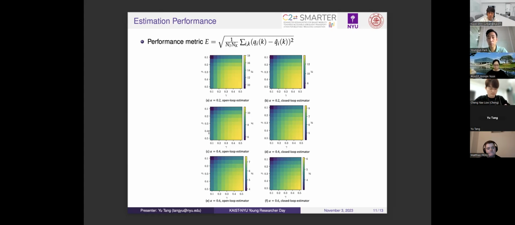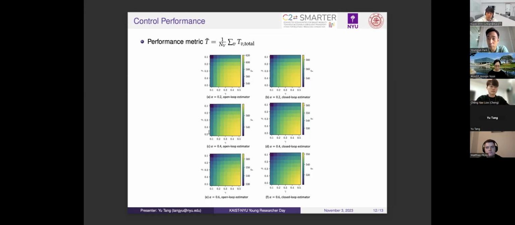First, it's not surprising to see that the closed loop estimator can achieve better performance than the open loop estimator. Secondly, given lower beta and gamma, the impacts of packet loss are minor. But once they exceed some threshold, the estimation error could increase significantly. Third, when the CV market penetration rate increases, the negative impacts of packet loss become smaller.